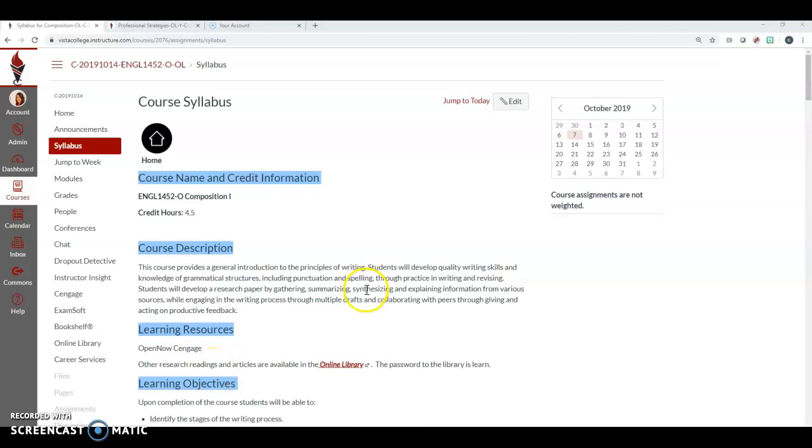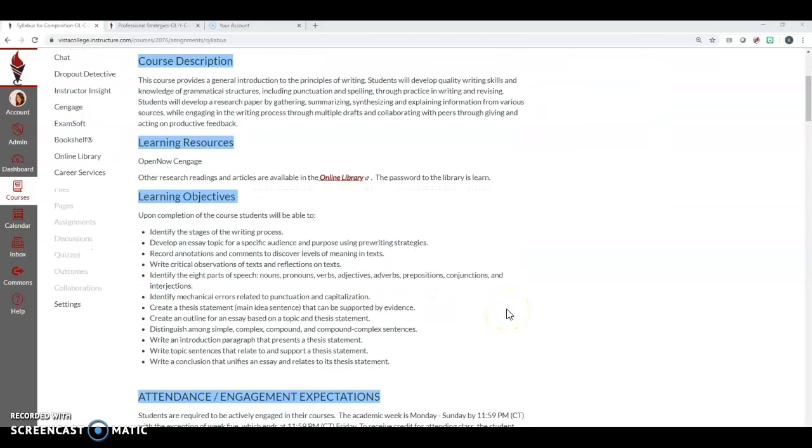In this class, you will identify stages of the writing process. You will develop essay topics. You will learn how to develop sentences. You will learn how to develop paragraphs. Then you will learn how to put together a whole essay and have it flow. You will also learn information about punctuation and spelling, capitalization. So you're basically going to learn how to write. And how do you do that? By writing frequently, practicing. So each week you will have a writing assignment.